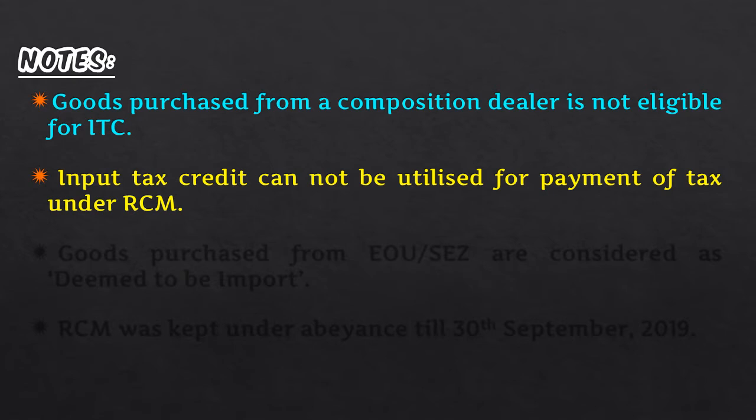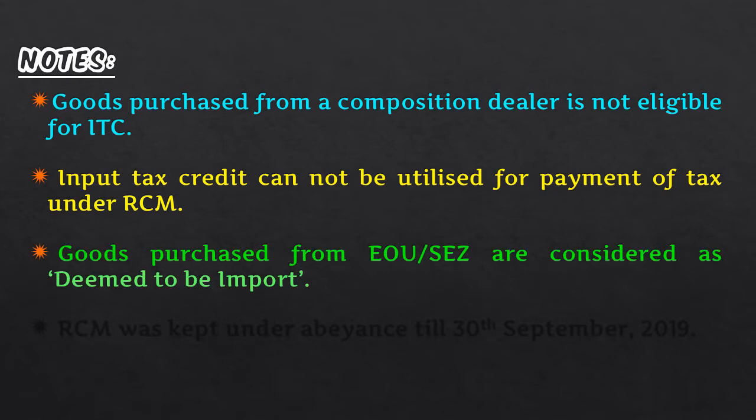Another note we need to write, this is not necessary but it's better to write, that is with respect to goods purchased from EOU, right? There is one good, material A, which is purchased from EOU.